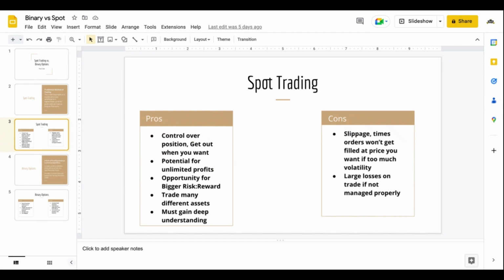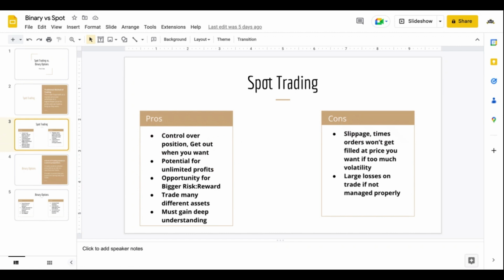So what are the pros and cons of spot trading? So the pros of spot trading, you got full control over your position. You can get out when you want. You know what I'm saying? So when you get in, there's no time limit on how long you want to stay in that trade. You can get in and get out as fast as you want, or hold it as long as you want.